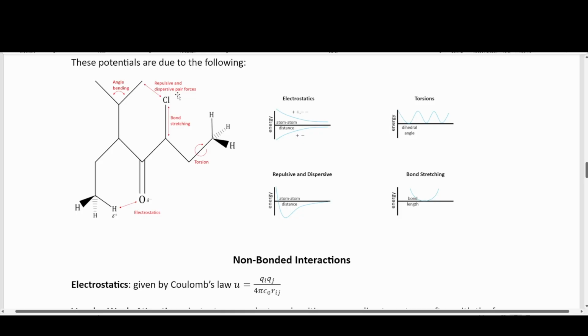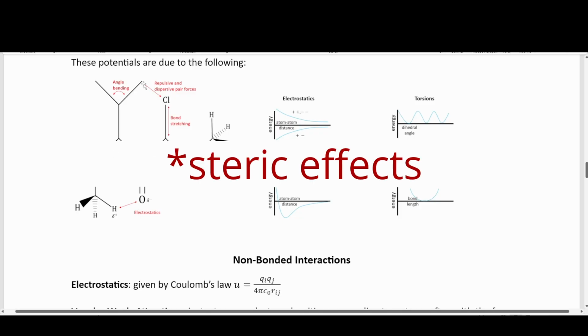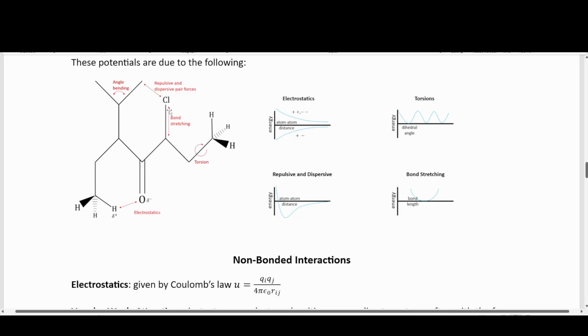We also have repulsive and dispersive forces. So even within a large molecule like this, the chlorine and this methyl group could be interacting with each other. In organic chemistry, we call that things like steric hindrance. We also have things like bond stretching. So this chlorine could be bouncing up and down like it's on a spring, and that we call a harmonic oscillator. We also have electrostatics. Again, that's similar to our steric forces.